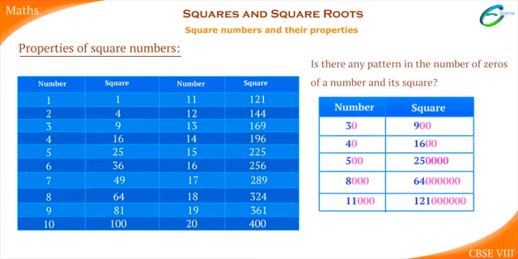Now observe these numbers and their squares. Can you find any pattern in the number of zeros at the end of these numbers and their squares? The number of zeros doubles on squaring the number, and the square number has an even number of zeros at the end. We have learnt about properties of square numbers.